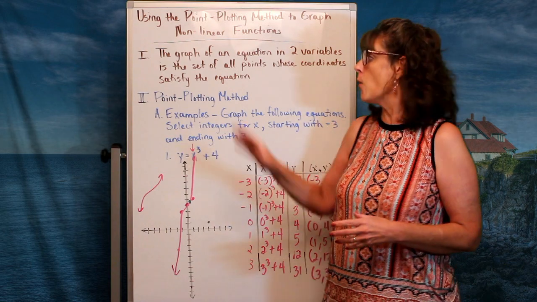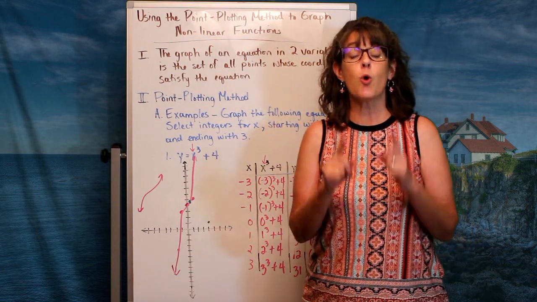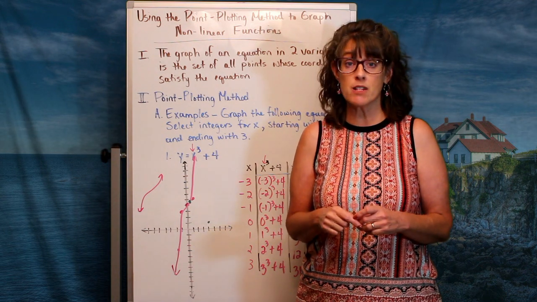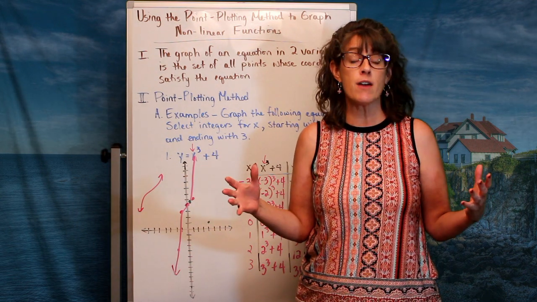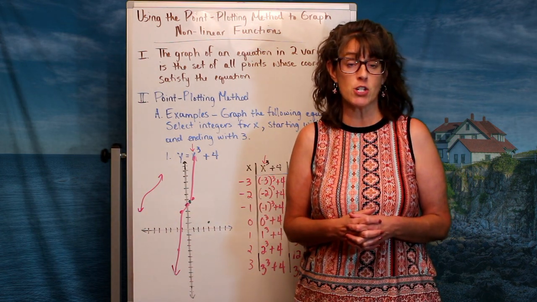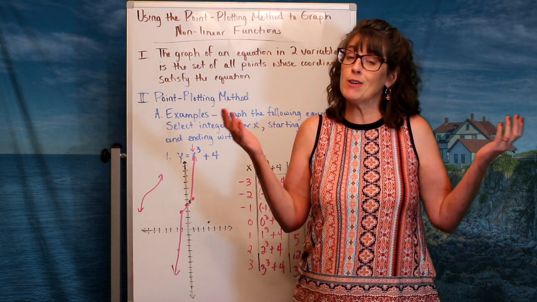And really, to drive home this point right here, everything on the graph is a solution because those coordinates will satisfy the equation. Everything off the graph is not a solution because their coordinates will not satisfy the equation and create truth. It's all about truth in math.